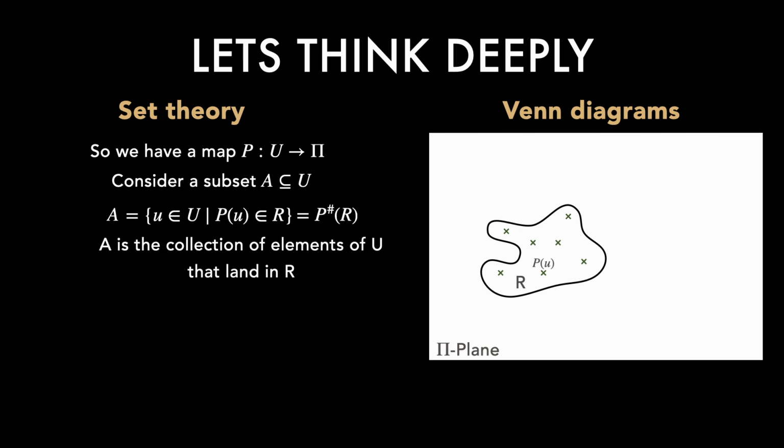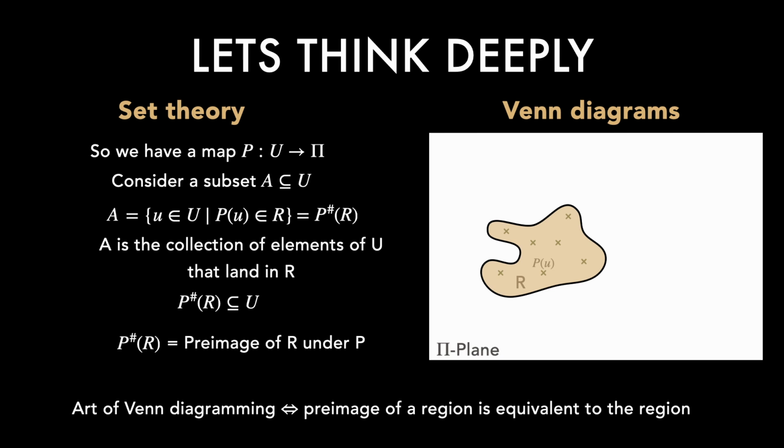With that note out of the way, let's understand what P sharp of R is. If you start with a region R and you apply P sharp, you land back in U. So P sharp is the tool that allows you to go from blobs to subsets of U. This P sharp of R has a name and is usually called the preimage of R under P. With this construction, we are finally ready to understand what Venn diagramming is. The art of Venn diagramming is taking a preimage of a region and pretending it is the region itself.